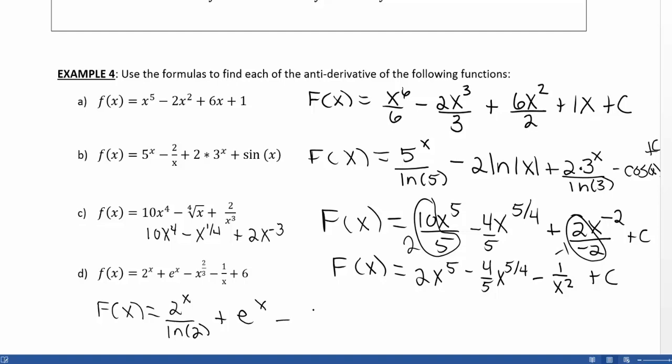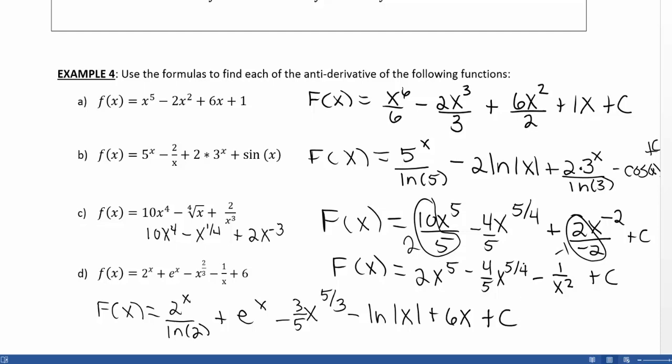Then we have the power rule coming up. So here we had x to the 2/3. If we add 1, we get x to the 5/3 divided by 5/3. But if you divide by 5/3, it's the same thing as multiplying by 3/5. Minus the natural log of the absolute value of x plus 6x plus c.